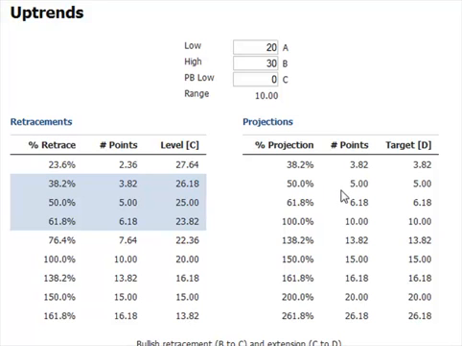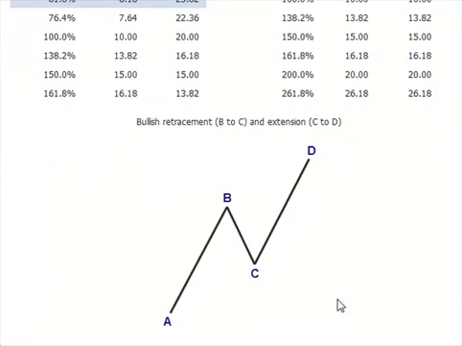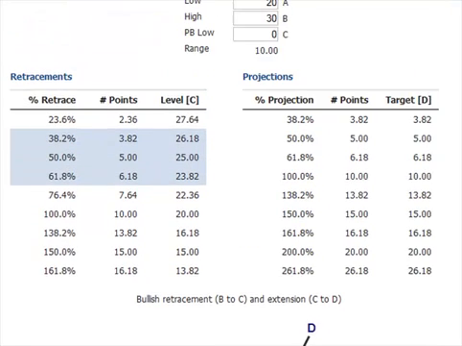Again, I don't recommend that you go in and blindly buy there, but it's something to consider. Hey, here's the potential area of support here. So we're just focusing on the retracement right now. We would look at this and say, well, it has the potential to retrace maybe 61.8%.